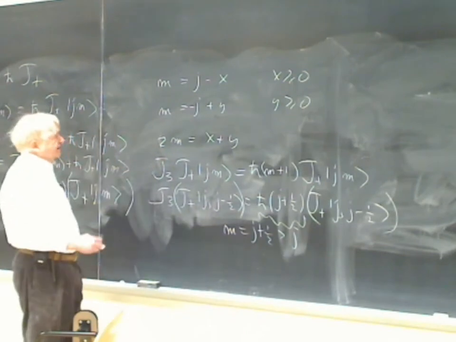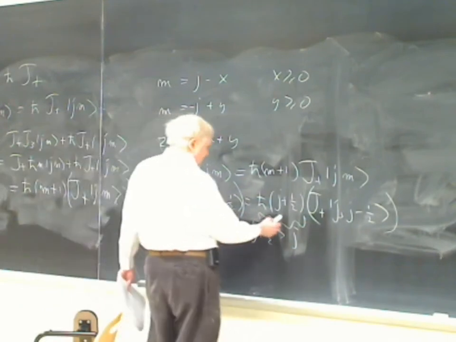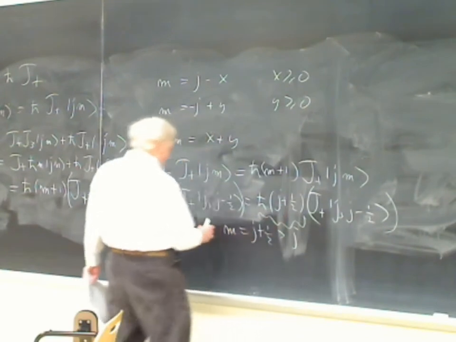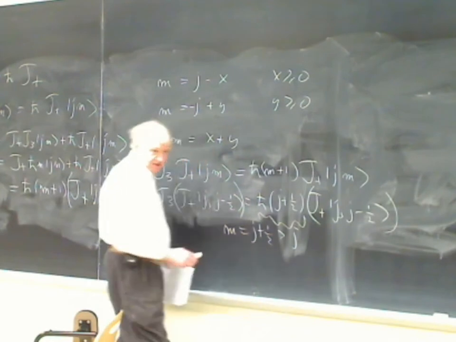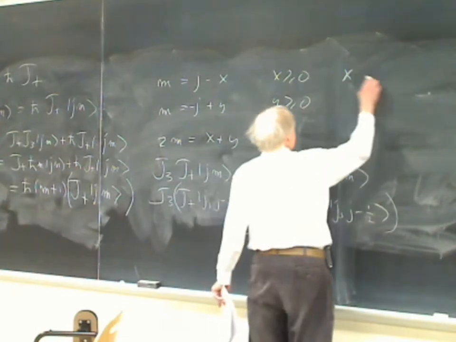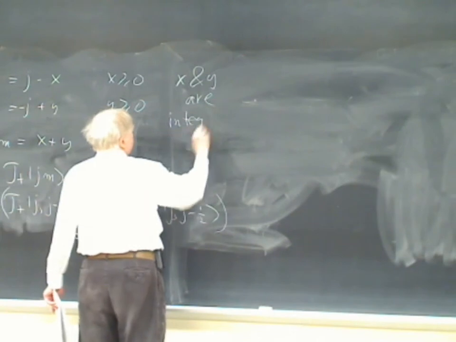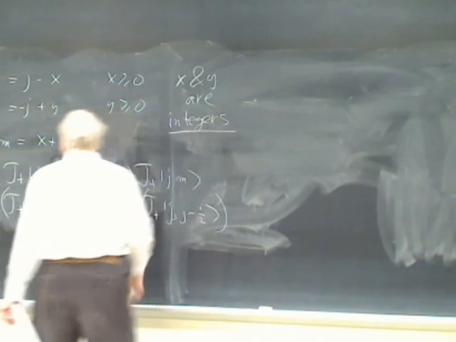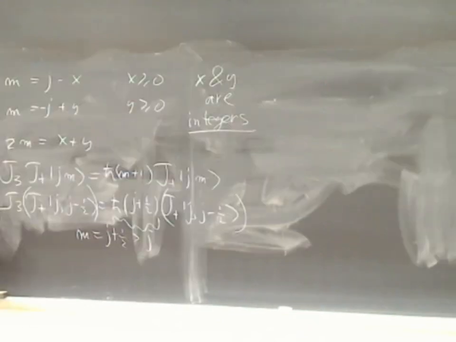If we instead had x equal to, say, minus 1 instead of minus 1 half, then this would have gotten us simply to h bar J, and we would have raised the state J, J minus 1 just to the state JJ by using J plus. So what this tells us is that x and y are integers. Now when we add them together, we get that 2m is equal to x plus y.